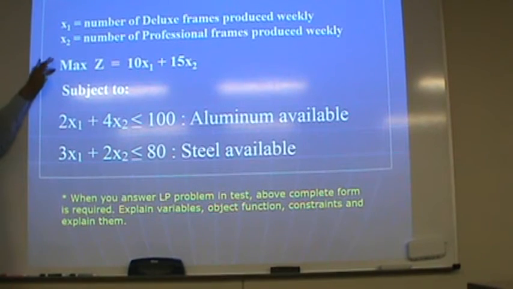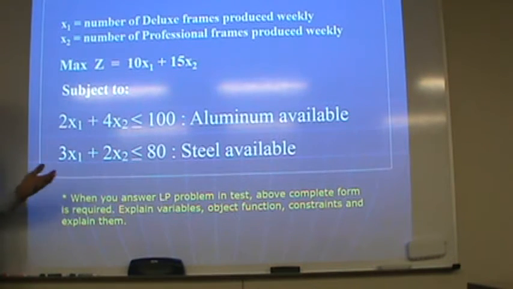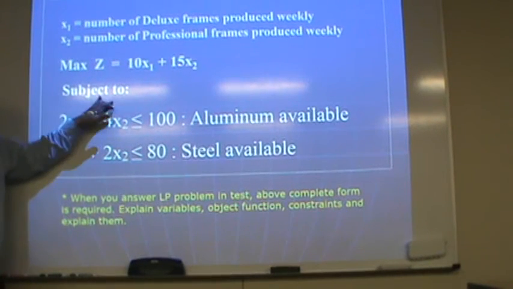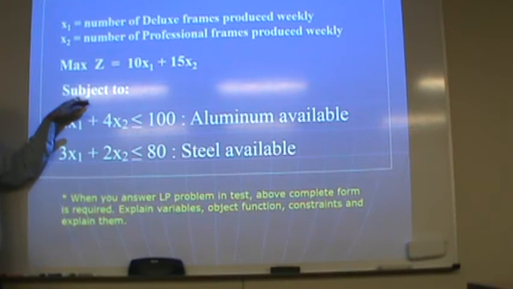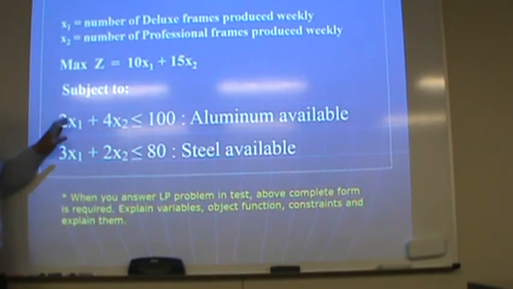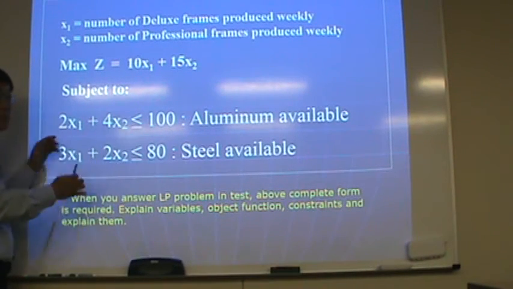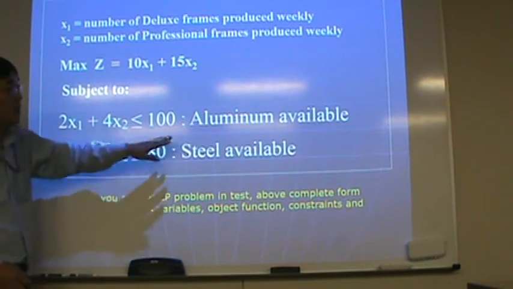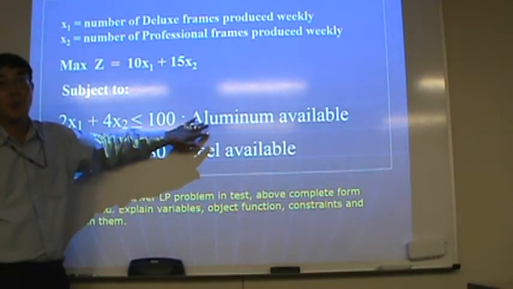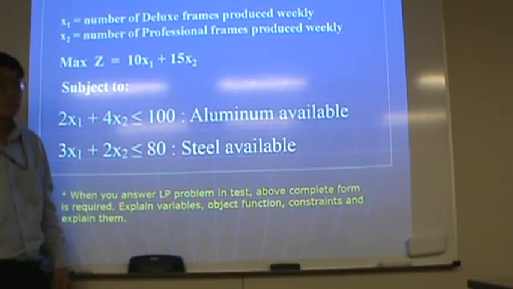Maximize, max, Z equals such. Or minimize Z. And then the constraint part starts with subject to. That means constraints. Whatever resource constraint is limited looks like this, and then explain what resource, what resource. And that's it.